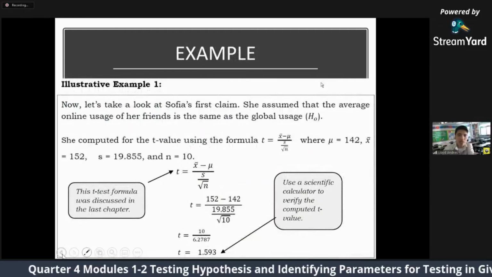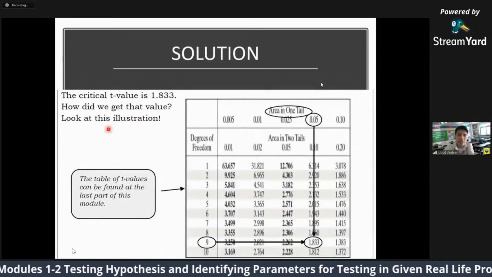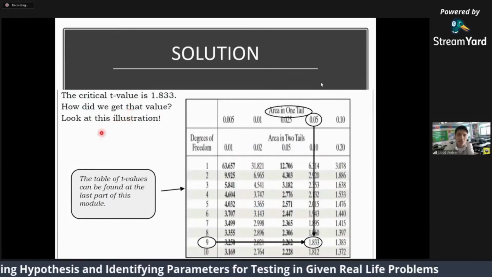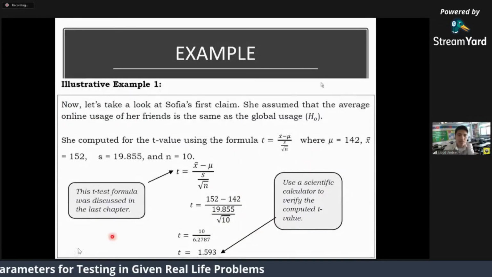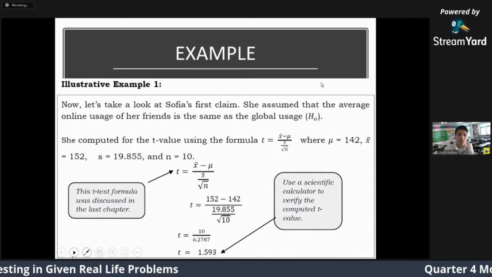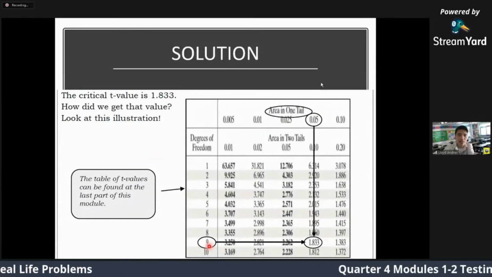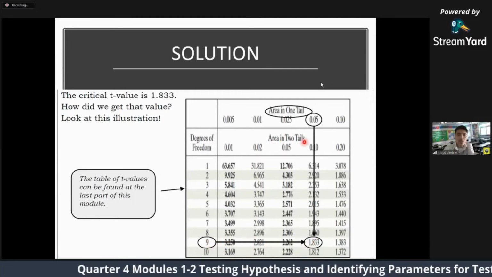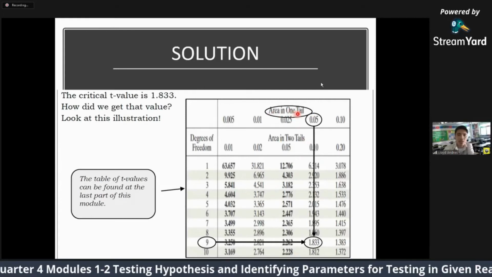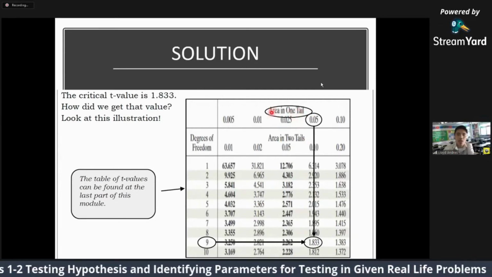What it says here is, the sample size is 10, right? Since the sample size is 10, the degree of freedom is 9. Then in our t table, we have area in two tails and area in one tail. Why do we use area in one tail?